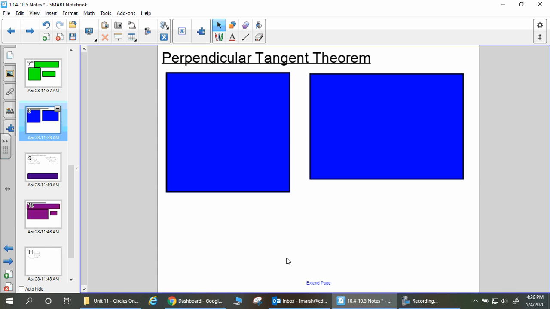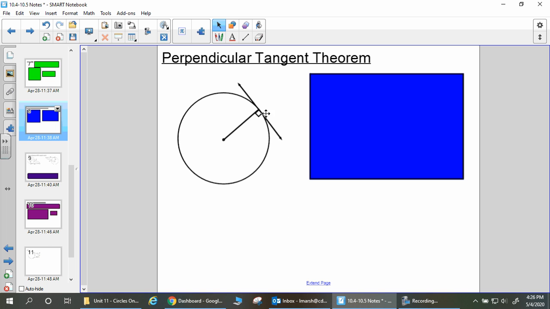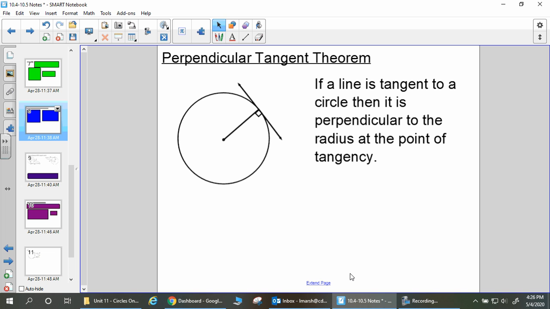When we have tangents, oftentimes we can use what's called the perpendicular tangent theorem. Well, we know perpendicular, right? Perpendicular says, hey, I make right angles. So what this is saying is we're going to get some right angles when we have this tangent line. If a line is tangent to a circle, then it is perpendicular to the radius at that point of tangency. So wherever you have a tangent line, if you go from the center of your circle to that tangent point, that's going to be a radius, and that will always form right angles.